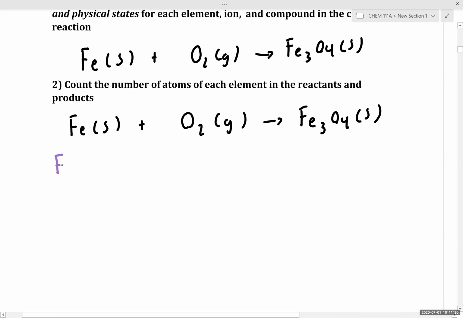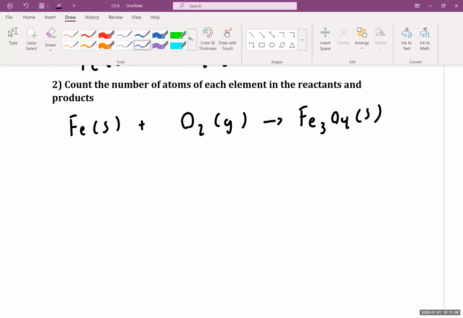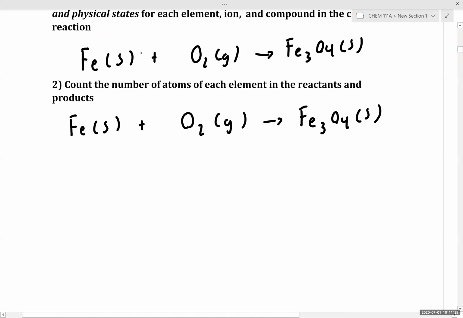So how many iron atoms do I have? How many iron atoms do we see in Fe solid? Just one, right?